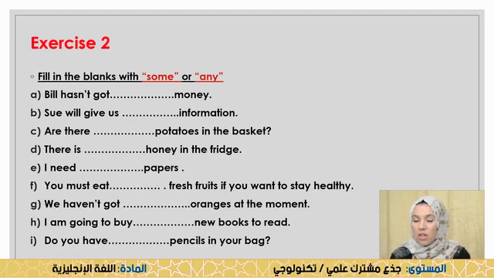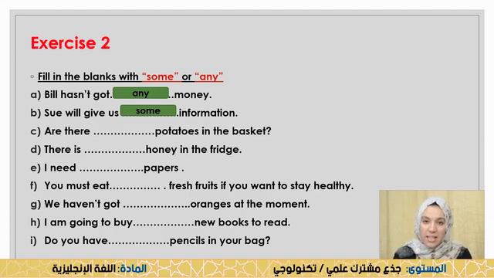Okay, let's move to the correction. Sentence number 1: Bill hasn't got, and we have a negative sentence, so the obvious answer is any. Bill hasn't got any money. Number 2: Sue will give us information. Here we have an affirmative sentence, so the obvious answer is some, of course. Number 3: are there potatoes in the basket? Question mark. So automatically we're going to go with any. Are there any potatoes in the basket?